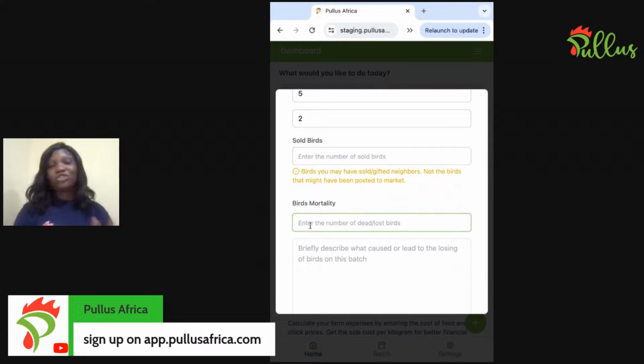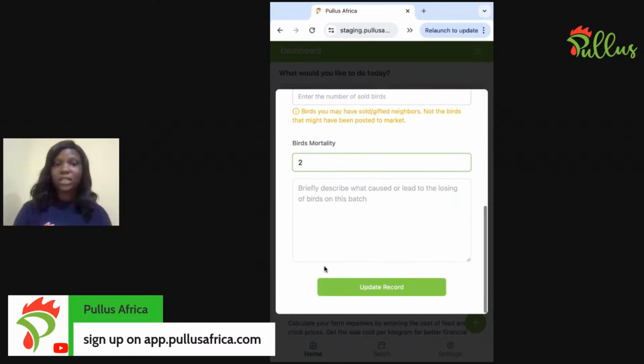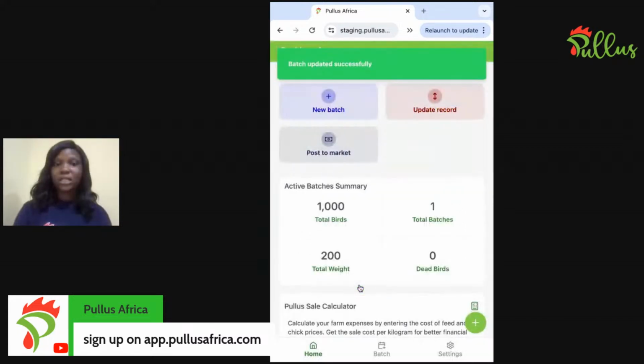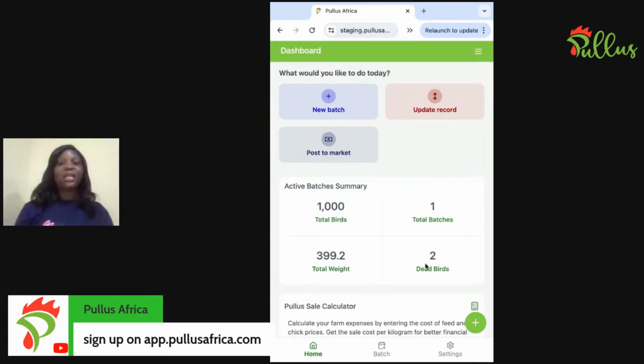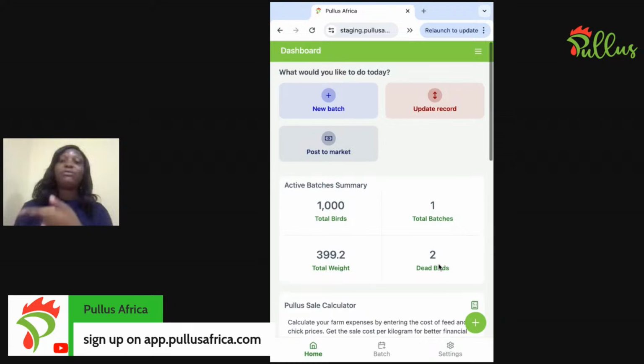Bird mortality, let's say we had 2 mortality, and let's update our records so I can show you what that will look like. Can you see? So this automatically shows you your dead mortality. So you have 2 dead birds. Your total weight is this, because remember we have updated our batches twice. This is the total that you updated when you were inputting your batch on the app, where you can see that you have the mortality down there, right?